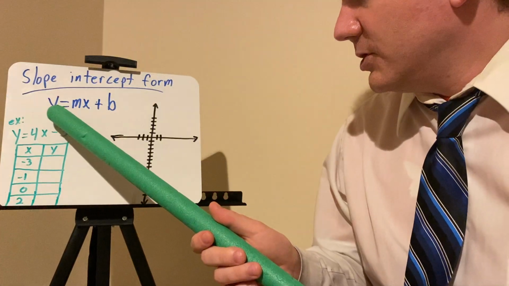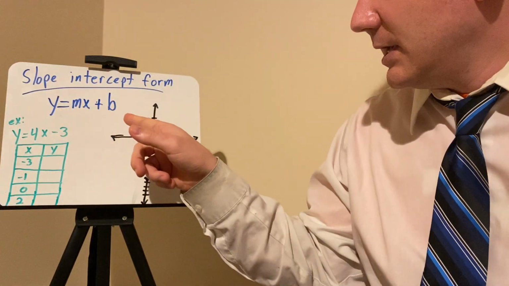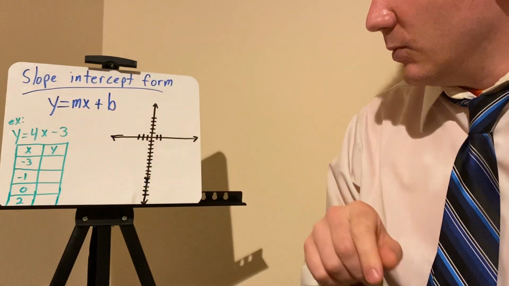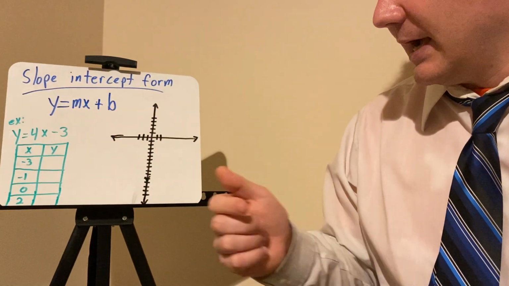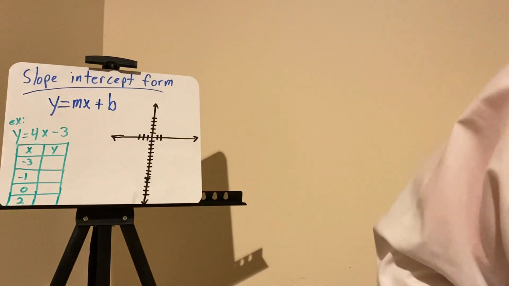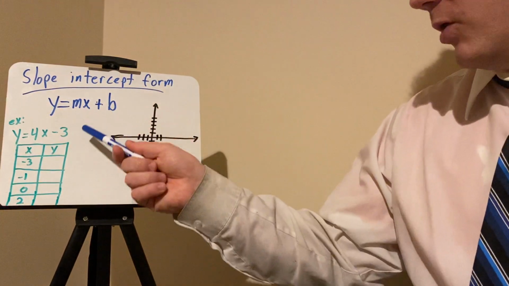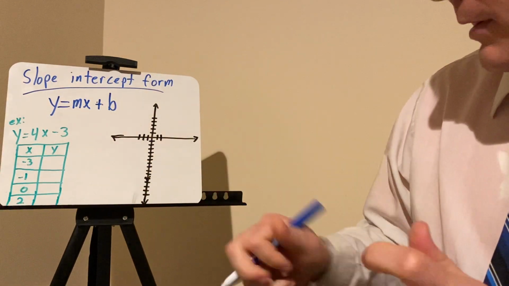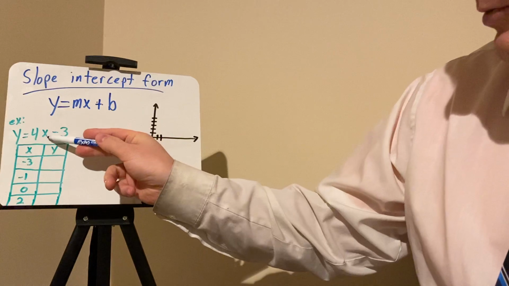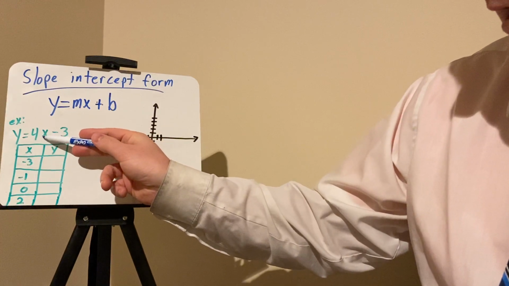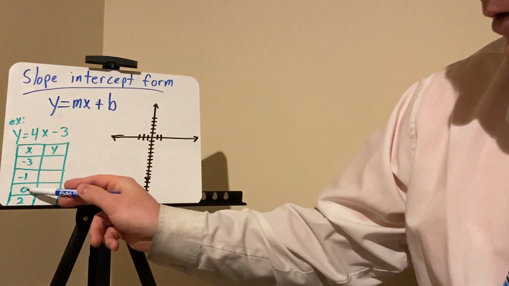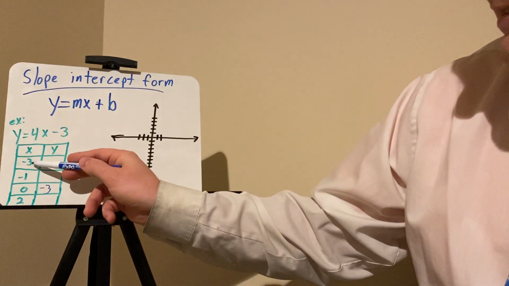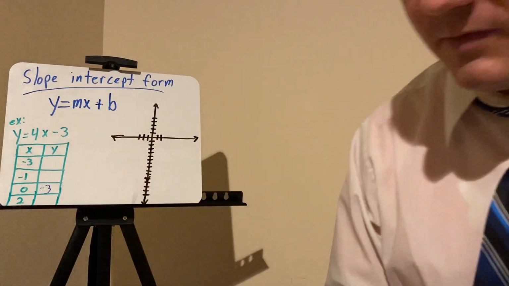It's generally written as y equals mx plus b, where m is the slope and b is the y-intercept, aka where x equals 0. I would use this form in, say, this example, y equals 4x minus 3. If x is 0, 0 times 4 is 0, 0 minus 3 is negative 3. So I can fill in this chart where x is 0, y would be negative 3. Now I can fill in the rest of these. These are going to give me ordered pairs.